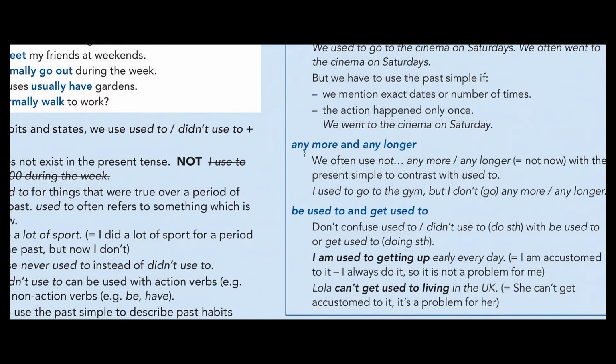Есть такие слова еще, anymore и any longer, они у нас используются для контраста. То есть мы часто используем эти слова с present simple, чтобы контрастировать с used to. Имеется в виду, раньше я ходил в зал, но теперь я туда больше не хожу. Anymore, any longer можно переводить как «я больше этого не делаю».